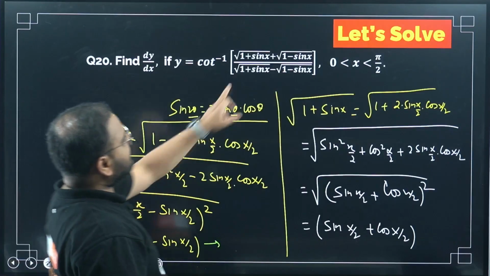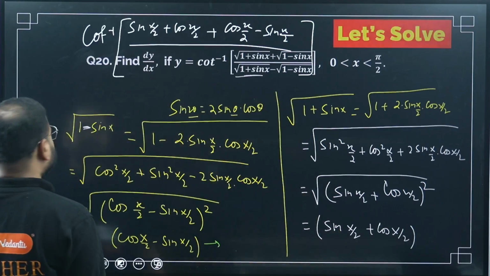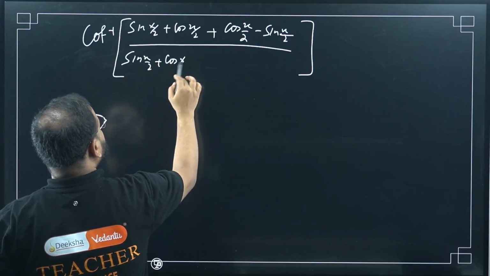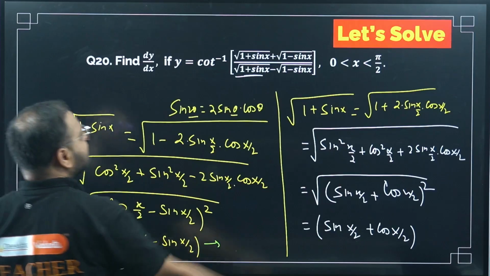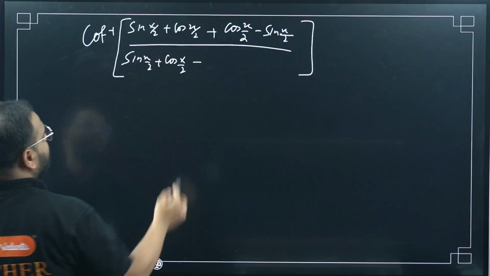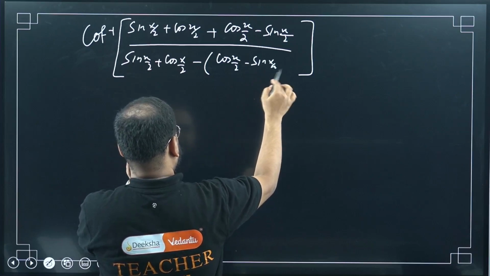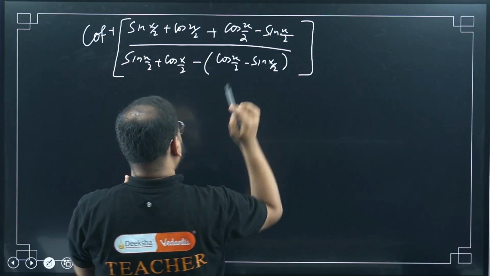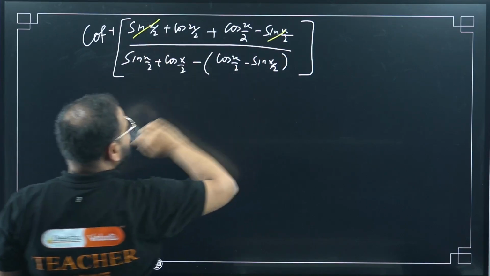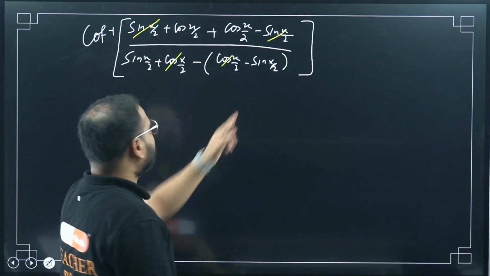Please check now. 1 plus sin x, the same thing I'll write here again, for the denominator: sin x by 2 plus cos x by 2, with the minus sign. Why minus, sir? There's a minus sign over here, so the same thing I'll write here: cos x by 2 minus sin x by 2. Now please check this step. Sin and sin will get cancelled. Now cos with this will get cancelled because the minus will make it negative.